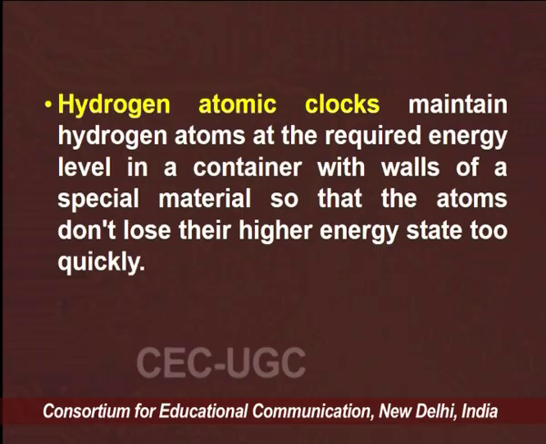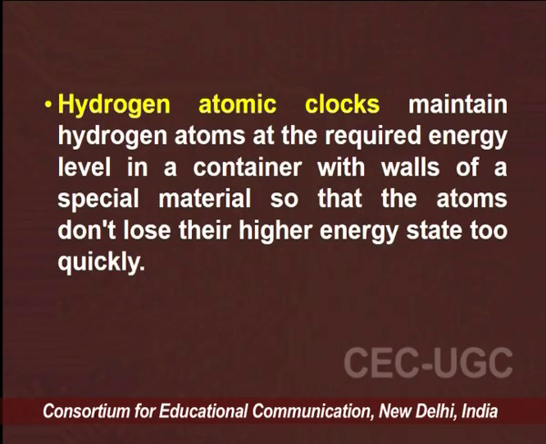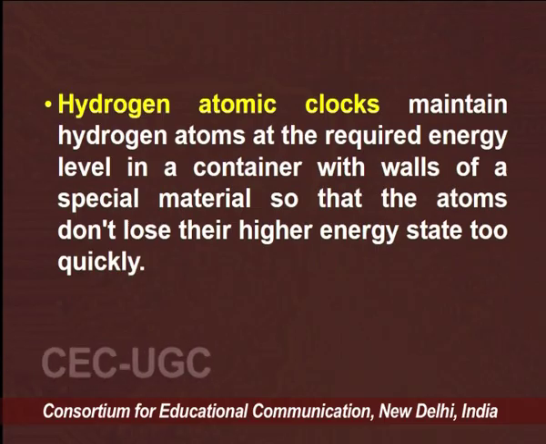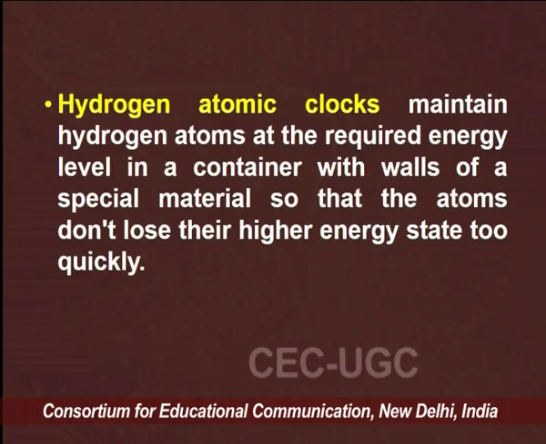So, the various types of atomic clocks include, first, the cesium atomic clock that employs a beam of cesium atoms. This clock separates the cesium atoms of different energy levels by the magnetic field. Another is the hydrogen atomic clock that maintains the hydrogen atoms at the required energy level in a container with walls of a special material so that the atoms don't lose their higher energy state too quickly.